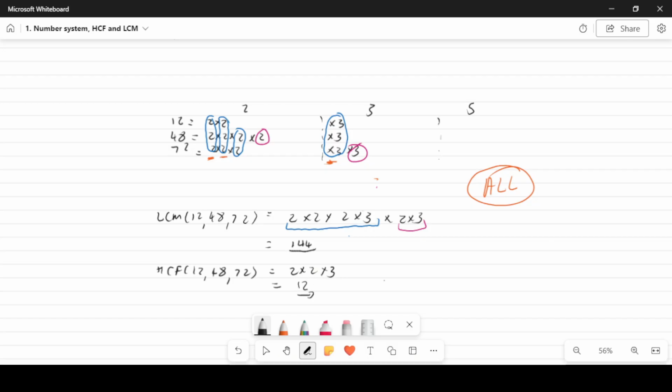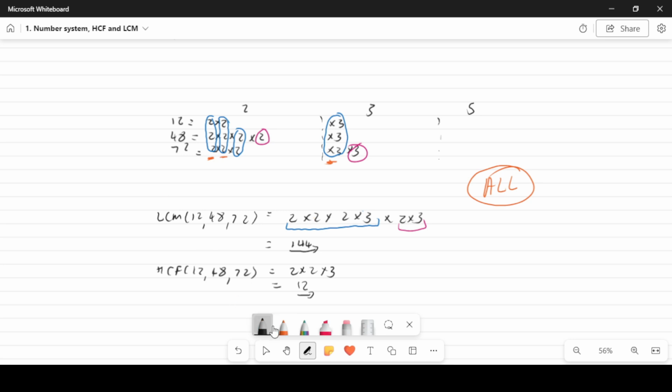So the HCF between 12, 48, and 72 is 12. Okay, so that's the reason why it's very important, because you need to see these things, right? It has to be common to all, right? Firstly, it has to be shared factors, which we highlighted in the blue, but then you have to go a step further and check whether it's common to all of the numbers, okay?